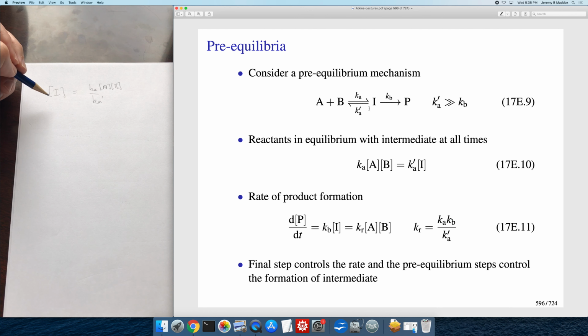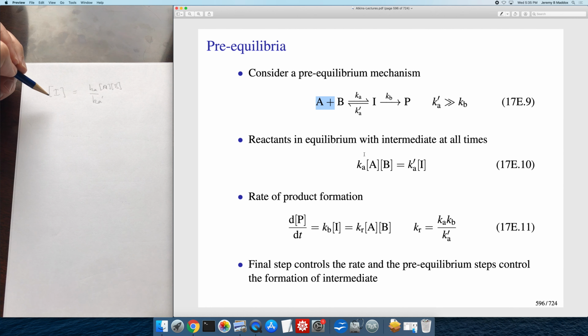So the final step, as it says at the bottom, the final step controls the rate, but the pre-equilibrium controls the formation of the intermediate through this relationship here.